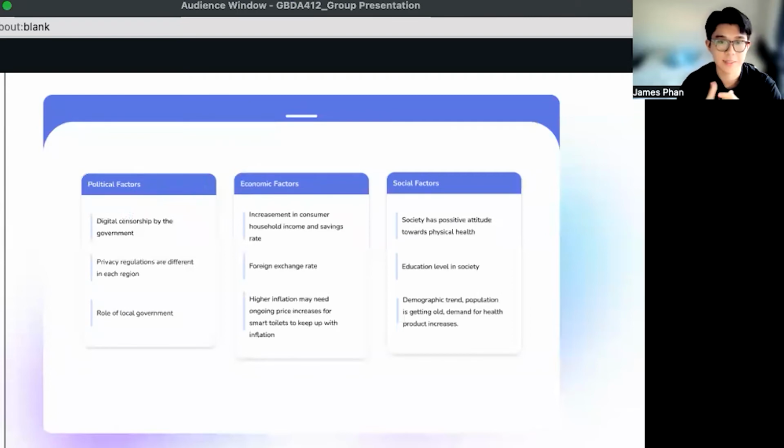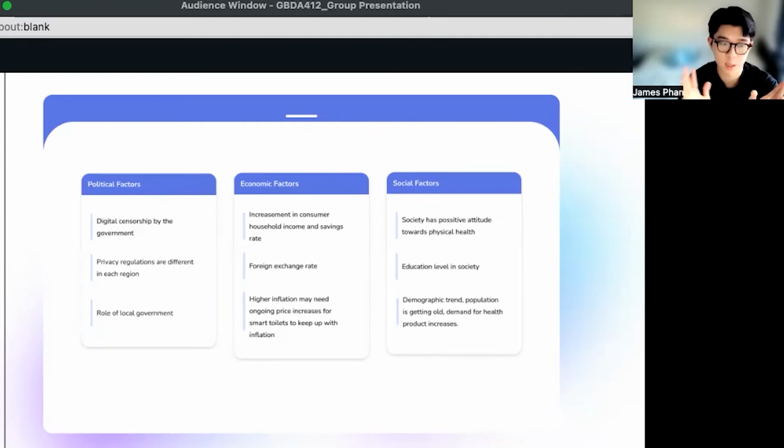So moving on to PESTEL, the first point is political factors. Smart toilets require uploading users' data into a cloud server, which could be limited due to internet censorship, which puts restrictions on what information can be put on the internet or not.